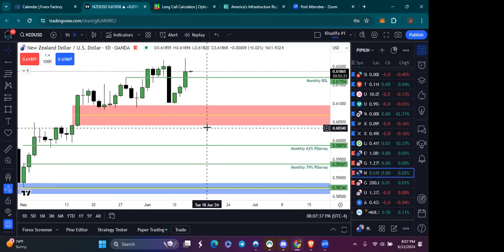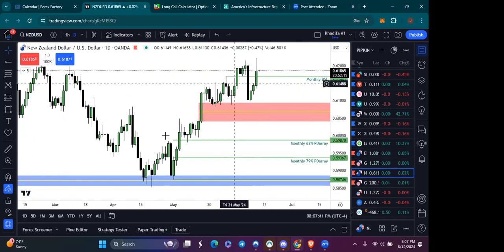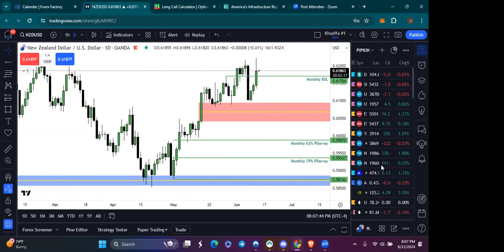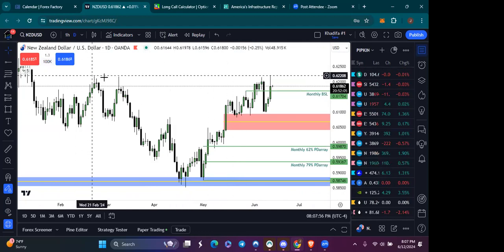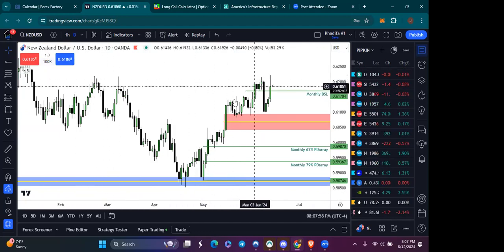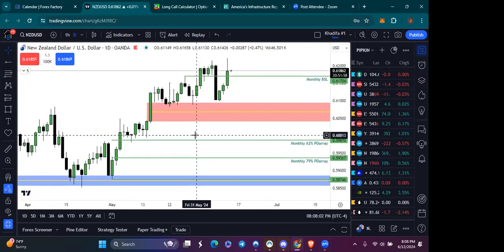So let's see how price plays out throughout the rest of Asia and going into London. Same thing with NZD/USD, guys. I would like to see us come lower. Today we ran this high from last Thursday, so let's see if that was enough of a liquidity grab. We ran these equal highs too. So let's see if that was enough of a liquidity grab to push us lower for NZD/USD.